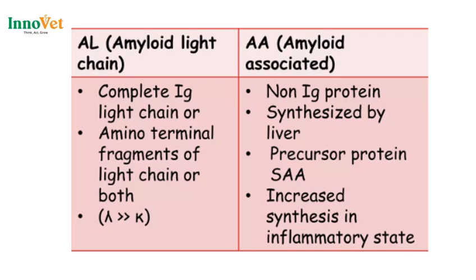And this AA, as we saw, is derived from the precursor protein serum amyloid A, which is produced in the liver as a result of an inflammatory state. So it has increased synthesis in the inflammatory state.